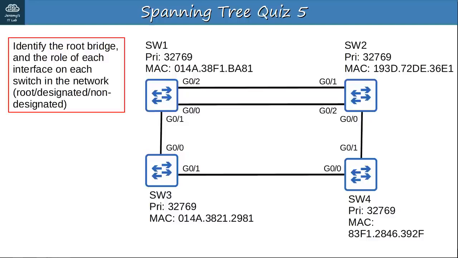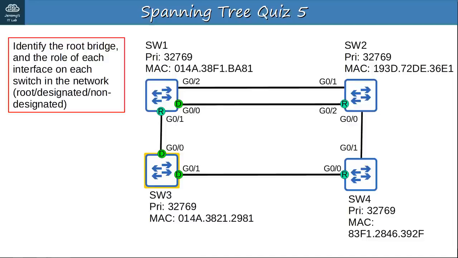Okay, I hope you found the answer. So, the root bridge is switch 3, because the priority is a tie, and it has the lowest MAC address. These are the root ports. Switch 2 selected its G02 interface, because it is connected to the lower number interface on switch 1, G00.